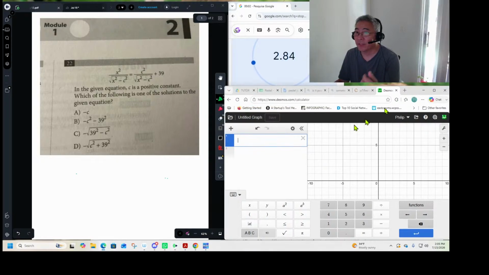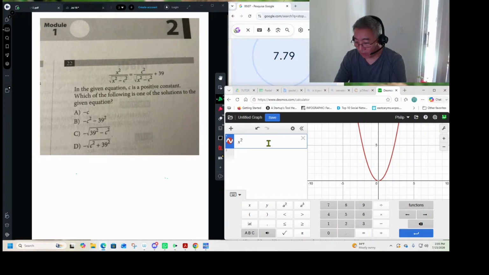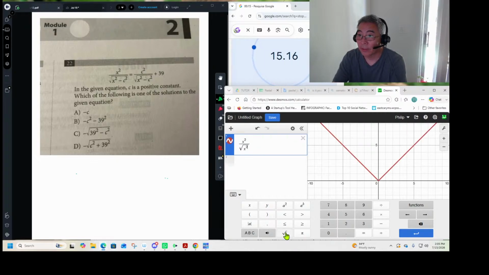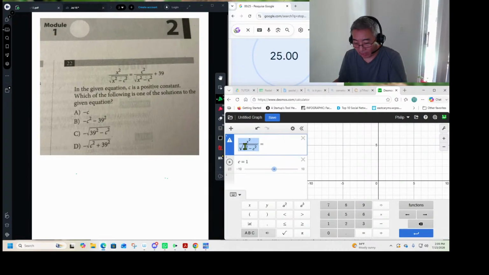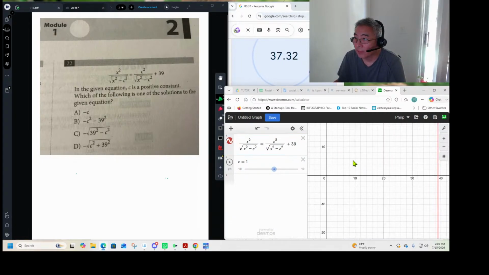So I'm just going to type this into Desmos. This is the part that's going to take kind of the longest. Square root of x squared minus c squared. I want c to be a slider. We can save time by Control C, Control V-ing that, changing the x into a c, plus 39. Okay. And let's see where the solution is.